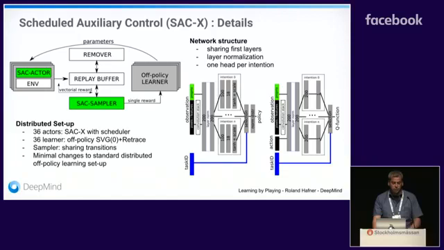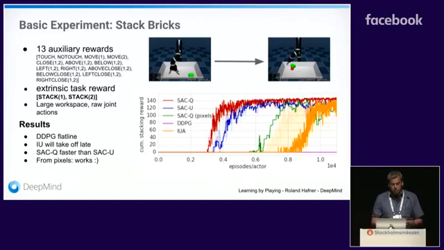For the network structure, we use shared layers at the beginning, with a convolutional network and layer norm, and then heads for each of the intentions. That also makes learning faster and more efficient. So here are some experiments. We had a couple of experiments in the paper.